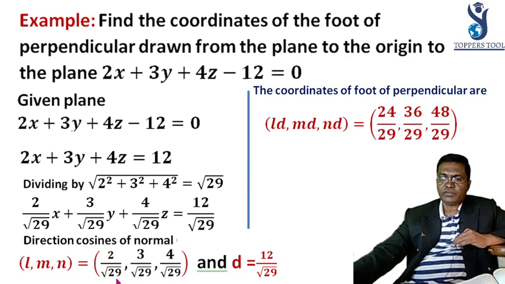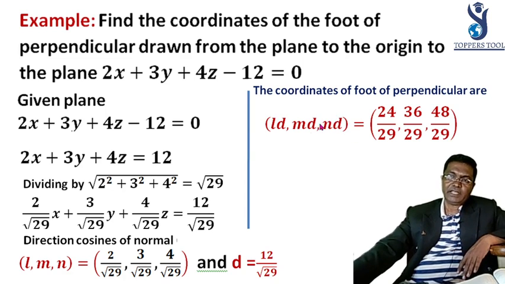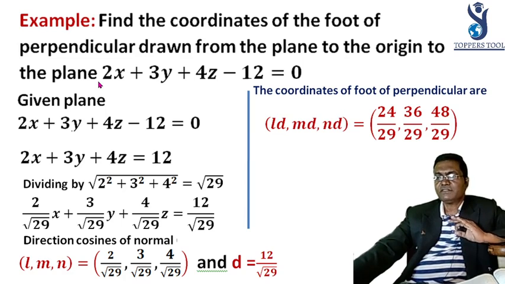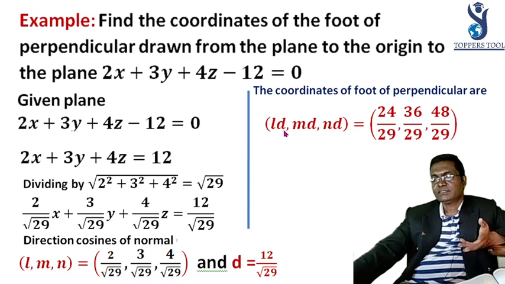So LD means the product of L into D: 2 into 12, 24, root 29 into root 29, that gives you 29. Similarly, 12 into 3, 36 by root 29 into root 29, 29. Similarly, 4 twelves are 48, root 29 into root 29 is 29. In this way, you can directly find the coordinates of the foot of perpendicular. So remember one thing, just divide throughout by the square root of the sum of the squares of the coefficients of x, y, z. So you will get L, M, N and D simultaneously. Then find it.